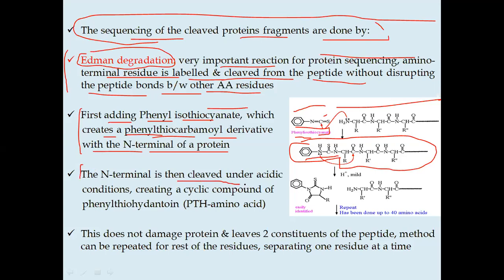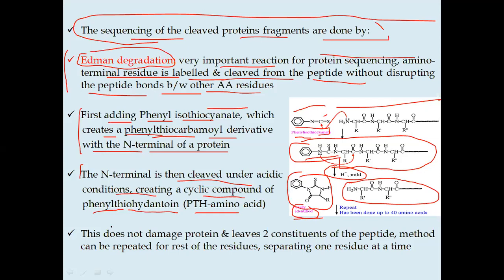Next, the N-terminal residue is cleaved under acidic conditions, creating a cyclic compound of phenylthiohydantoin, also known as PTH amino acid. You can see here, after this it is cleaved under acidic conditions. This is the rest of the polypeptide chain, and this is the PTH-containing amino acid, which is easily identified. This does not damage the protein and leaves the two constituents of the peptide.